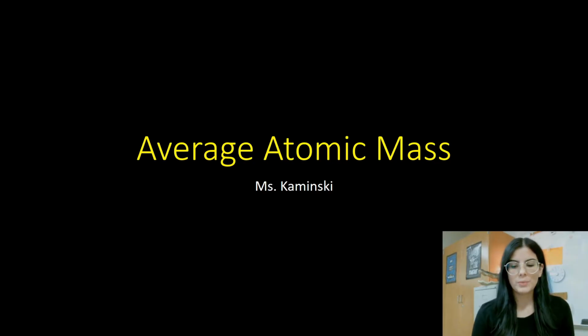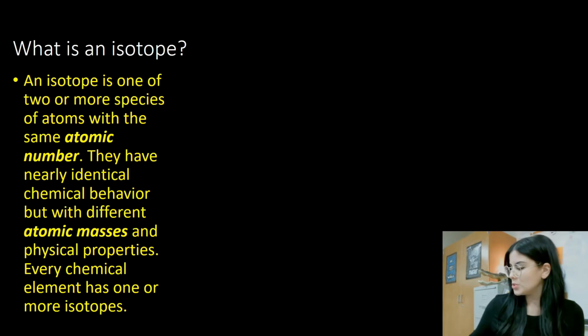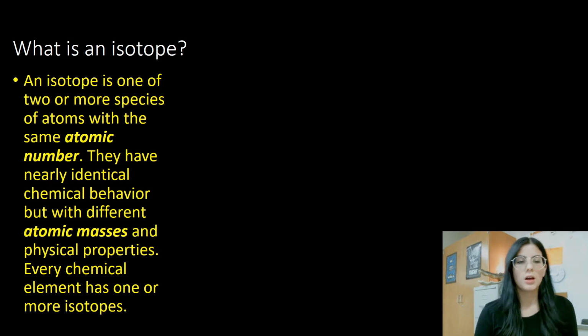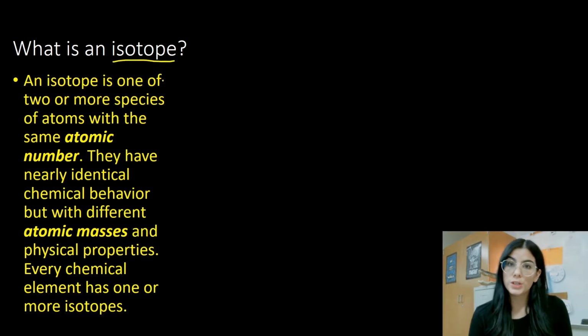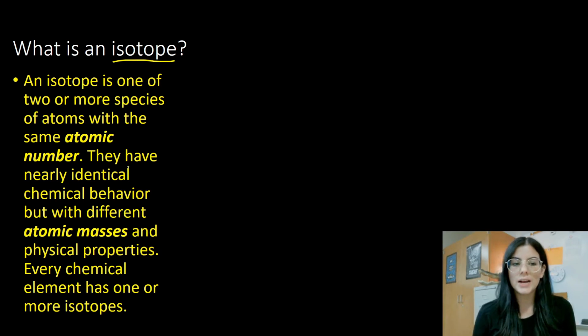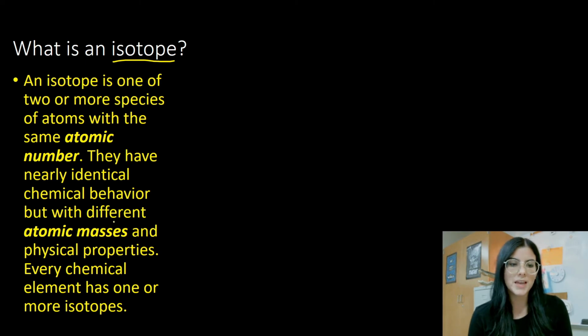Alrighty, so today we're going to be learning about average atomic mass. So the first thing we need to talk about is what is an isotope? So let me read you what this says. An isotope is one of two or more species of atoms with the same atomic number. Okay, they have nearly identical chemical behavior, but they also have different atomic masses and physical properties. Every chemical has one or more isotopes.